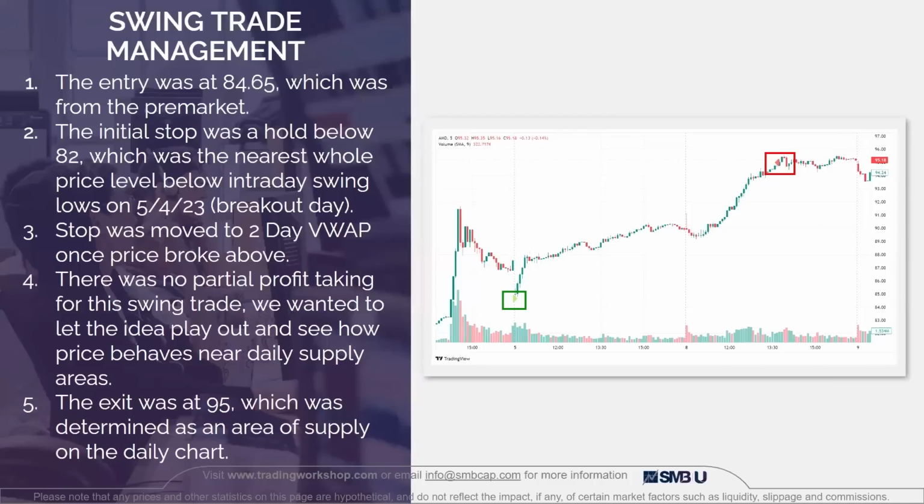We had the bias, probabilities that this would close within the top 20% of the day. And then opening up on the second day, the stop then moved up to prior day VWAP. So we didn't want it to hold below day one VWAP. And then let it trend into our target area, and we were able to take profit.